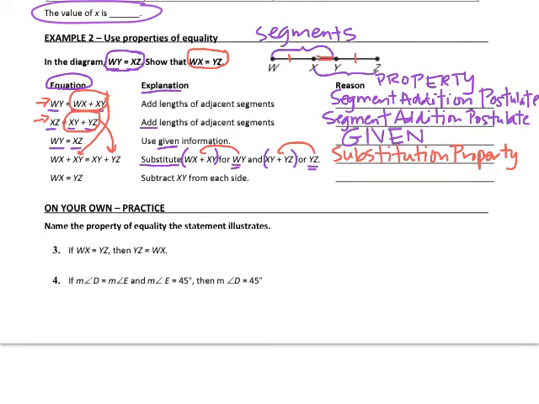And the last statement here says that we're going to subtract xy from both sides. So if we subtract xy here and we subtract xy here, that's just the subtraction property, because we know that in algebra, if we subtract the same thing from both sides, then we're following the subtraction property. The statement is still equal because we've taken away the same thing from both sides.